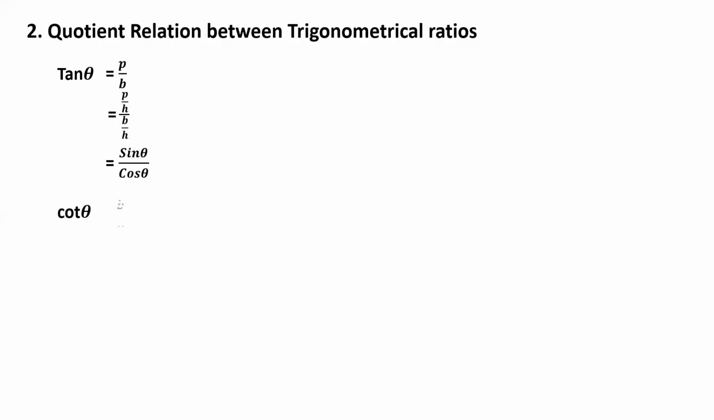When we talk about cot theta, what is cot theta? That is b by p. Again, divide both by h. That means b by h and p by h. So b by h is what? That is cos theta. And what is p by h? That is sine theta. So cot theta is cos theta by sine theta. So this is the quotient relation, right?